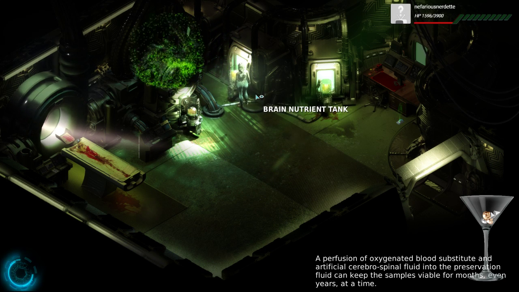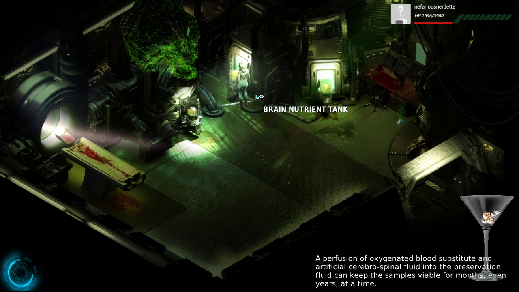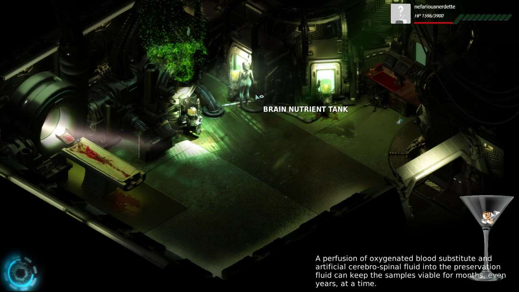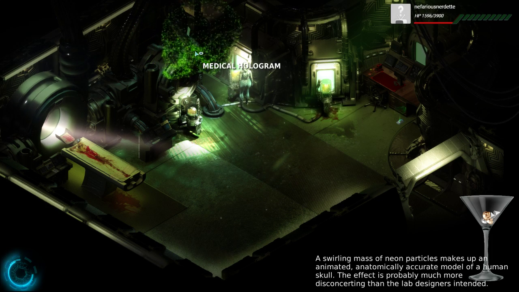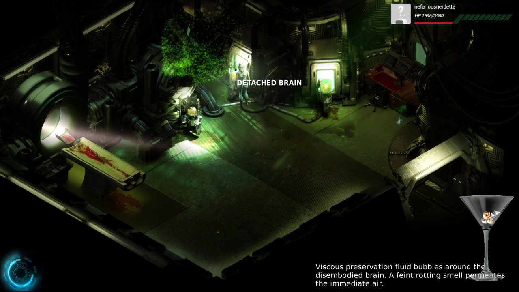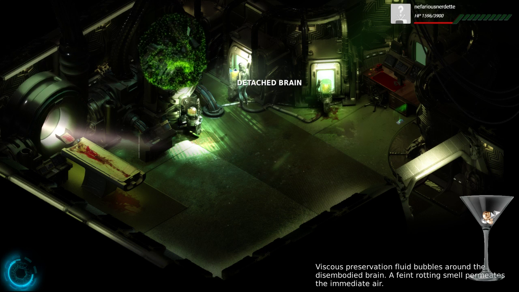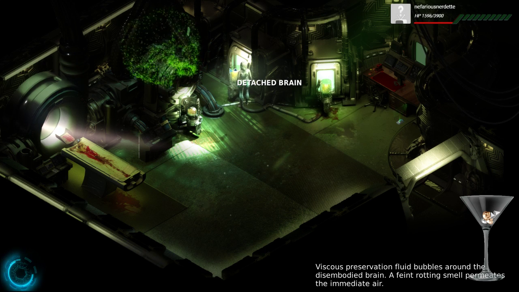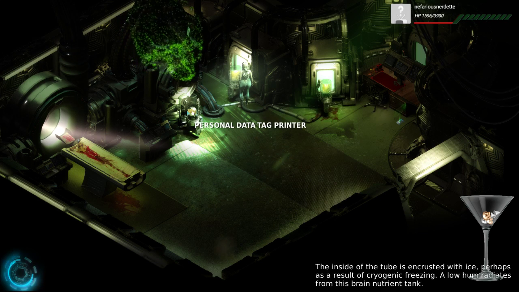Perfusion of oxygenated blood substitute and artificial cerebrospinal fluid into the preservation fluid can keep the samples viable for months, even years at a time. How do you know this? Detached brain. No? Medical hologram. Wait, detached brain. What are you going to say about that? Viscous preservation fluid bubbles around the disembodied brain. A faint, rotting smell permeates the immediate air. Fun. That one we already looked at.